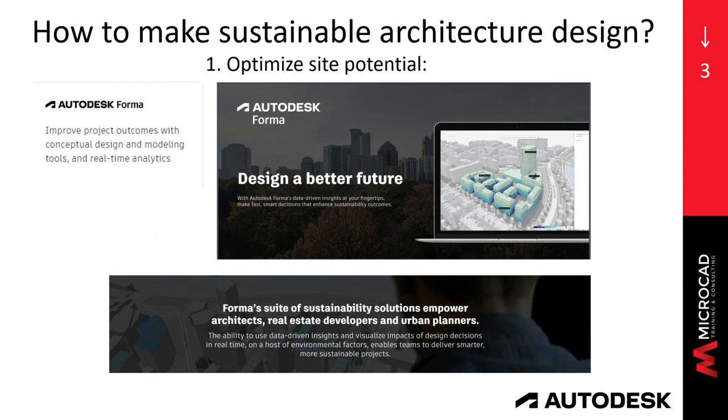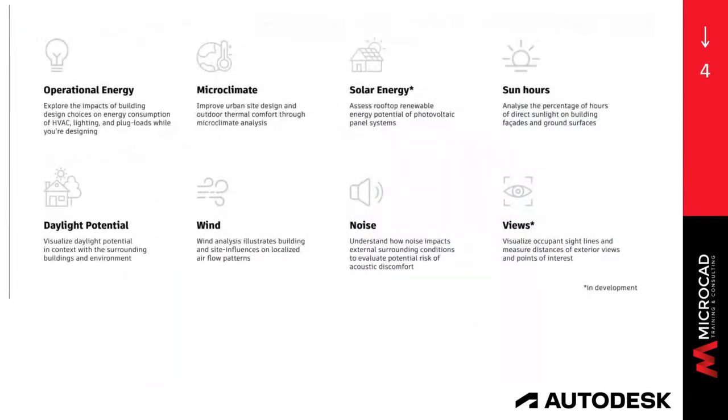So, looking a little bit deeper, and I'm going to dwell a whole bunch on Forma because I think that is one of our, at this point, least well known softwares. So, within Forma, you can analyze your operational energy, you can analyze the microclimate, you can analyze your solar energy, the sun hours, your daylight potential, the wind on your site, the noise, and views. Notice that solar energy and the views analysis at this point are still under development, but I'm sure Autodesk will catch up on them and get them done sooner than later.